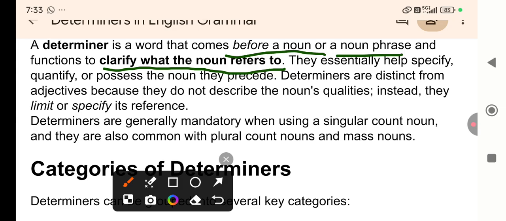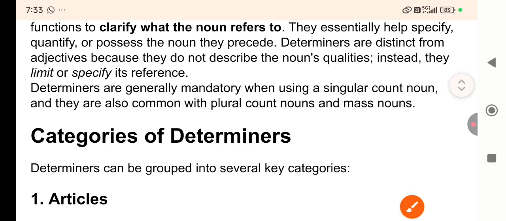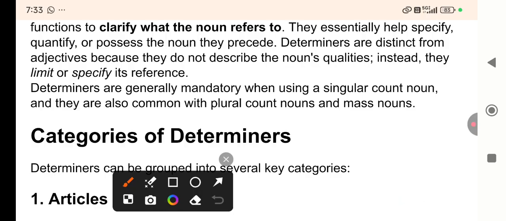They essentially help specify, quantify, or possess the noun they precede. So a determiner precedes a noun, and it is very helpful to specify the noun, or quantify the noun, or possess the noun. That is called a determiner.